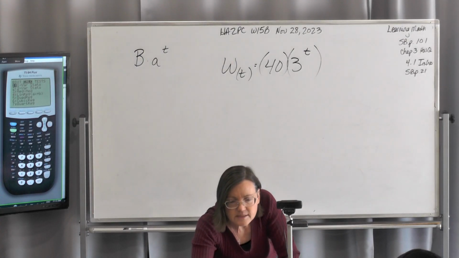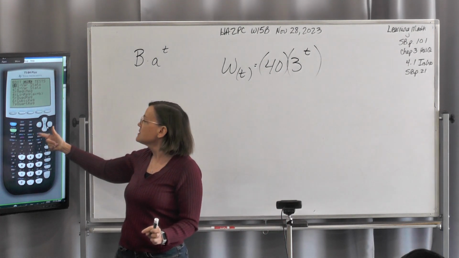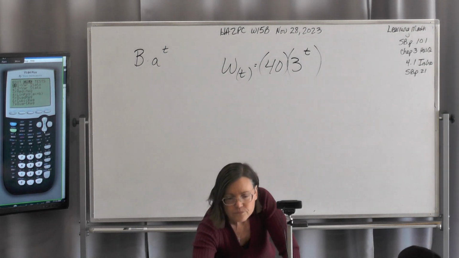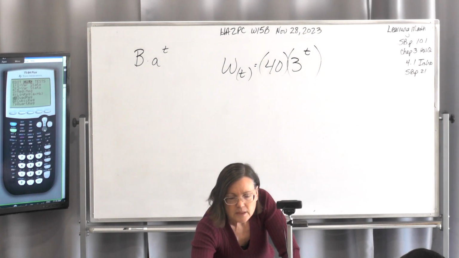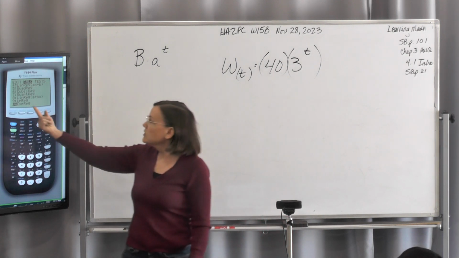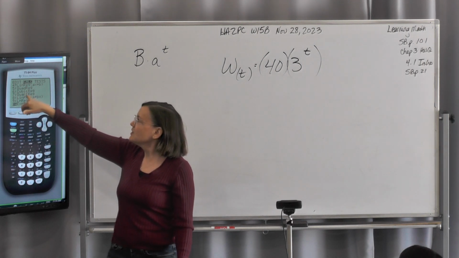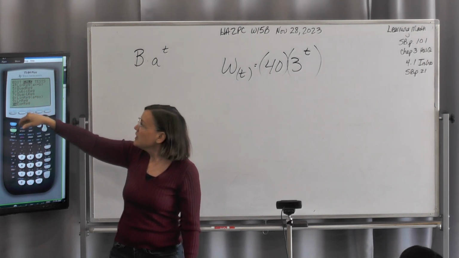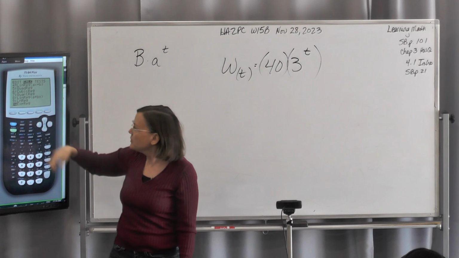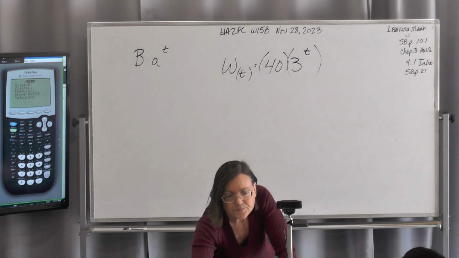Okay, under stat, when you hit the stat key, it's going to default to edit. Go over to calc. Do you see that menu? And then go down until you find exponential regression right there. Linear regression is if we think it's a line. Quadratic, cubic, you can see you've got other options here. That's another linear regression. This is logarithmic regression. If you think you've got logarithmic growth. We think this is growing exponentially, so we're going to hit enter.